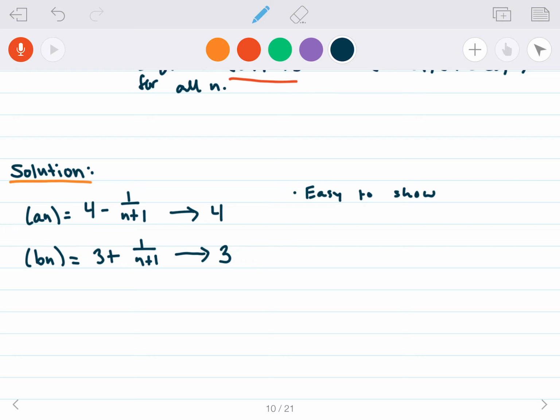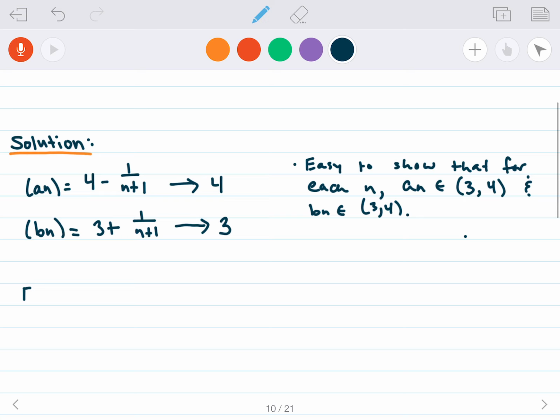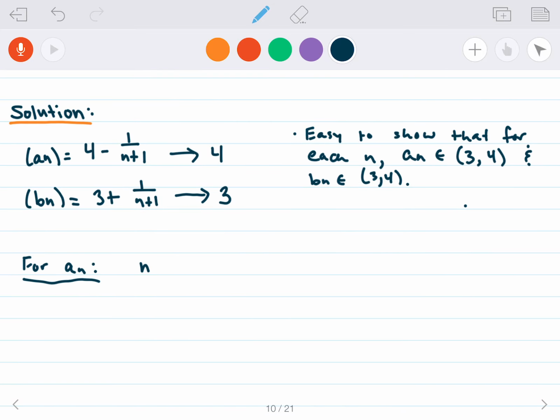So it's easy to show that for each n, a sub n is actually in the set, and b sub n is actually in the set. And I'll just illustrate this quickly with a sub n. And you can convince yourself that this is true for b sub n. So for a sub n, since little n is a natural number, it's going to be bigger than or equal to 1. Okay, so I'm looking at this top piece right here.